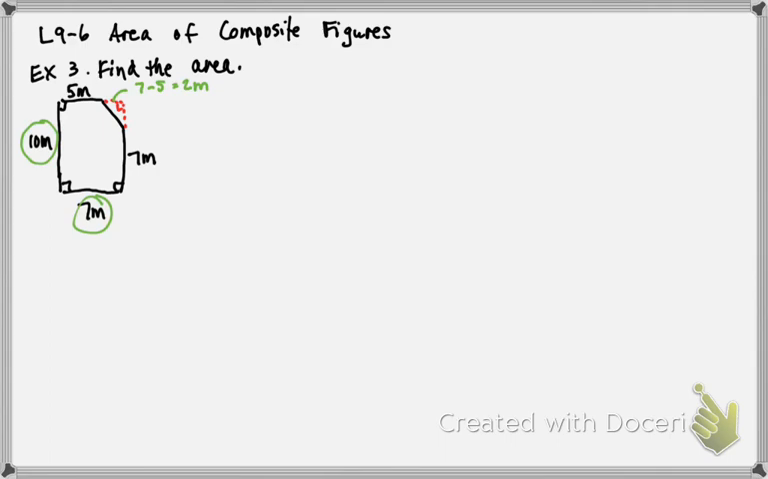Okay, and we can do the same thing with the vertical line. The whole line is 10 meters. But I have 7 of it below already accounted for. So if I subtract, it's going to tell me what the missing piece is. Okay, so here we go. Let's figure out the area of the triangle.